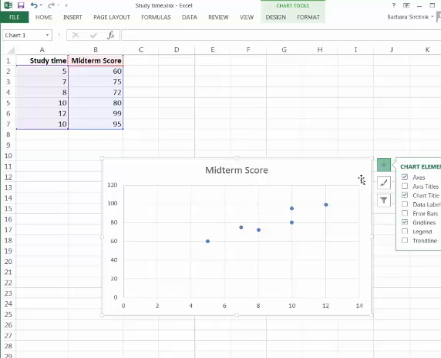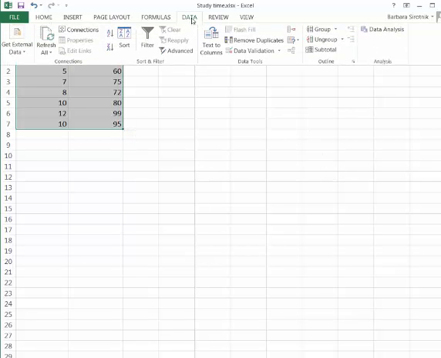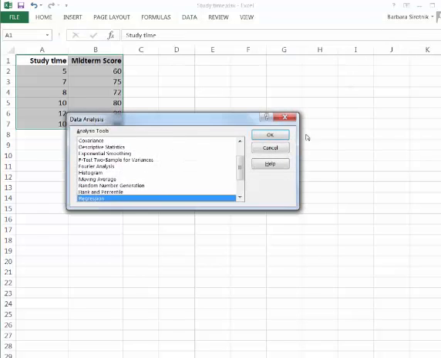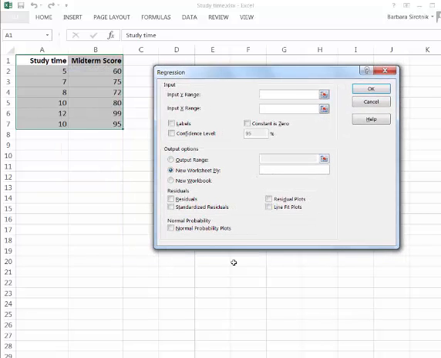Well, that's the visual, but now let's do some statistics to figure out how good a relationship we have. I'll click on Data, Data Analysis, and I'm going to ask for regression. Notice it's asking me for my y range, which is why we have to know up front which is our dependent variable.